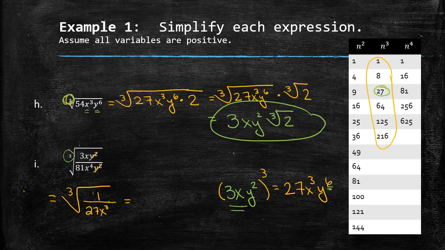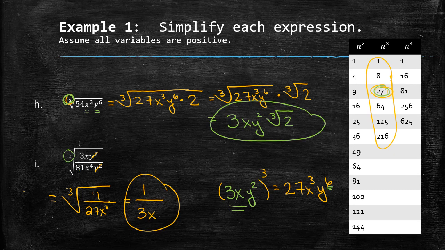The third root of the numerator, the third root of 1 is 1. The third root of the denominator is going to give me 3x. Okay, since 27 is on my list, and x cubed is a perfect cube. Okay, so even though part I looked like it was going to be messy, once I reduced my fraction, it actually worked out nicely because it was a perfect cube.